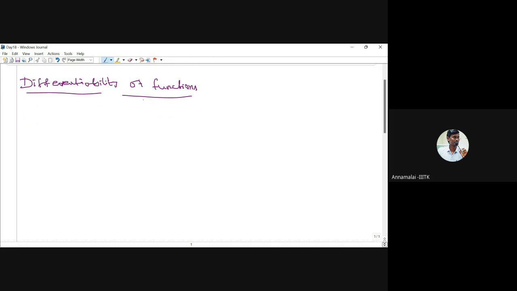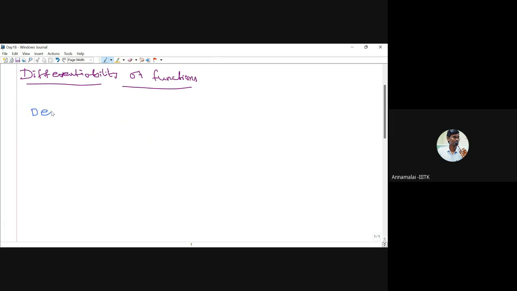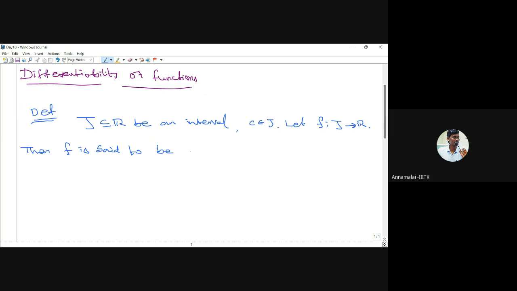Definition: suppose we have an interval J, a subset of R, and we fix some c in J. Let f be a function from J to R. Then f is said to be differentiable at the point c if the limit exists.